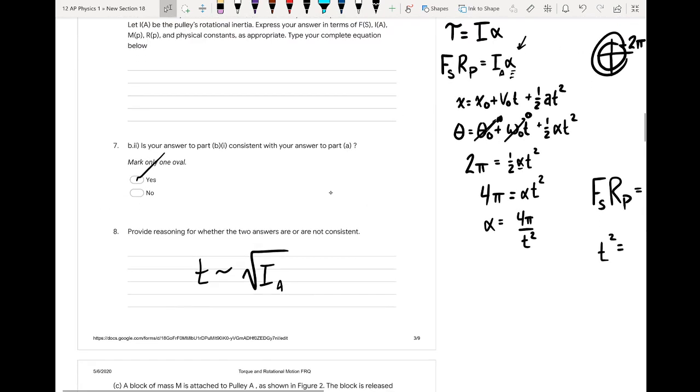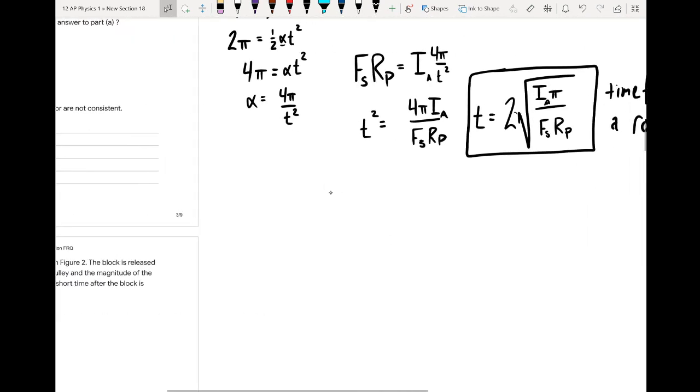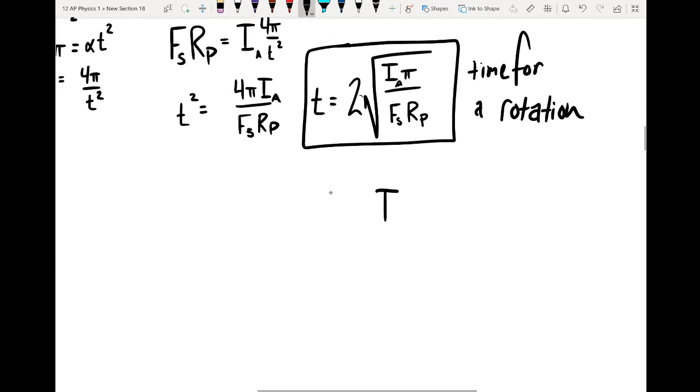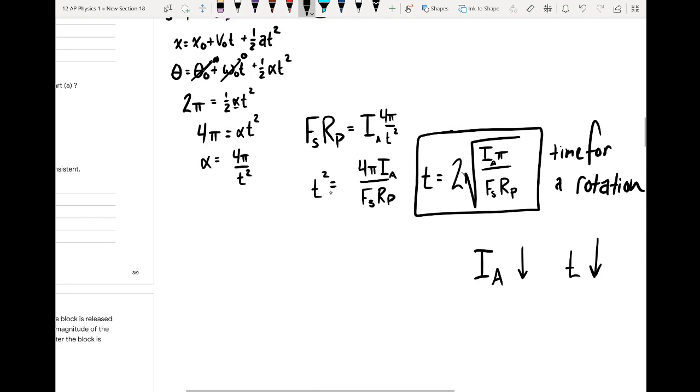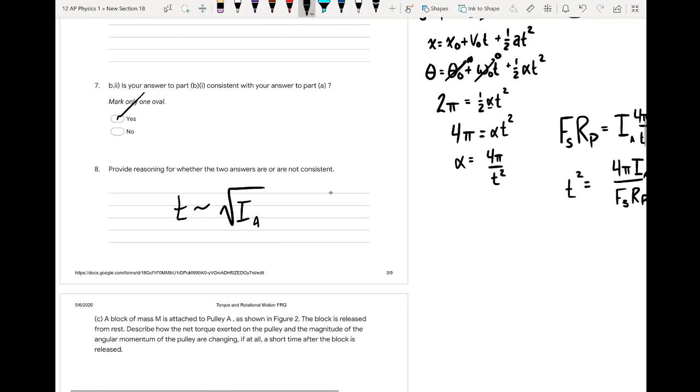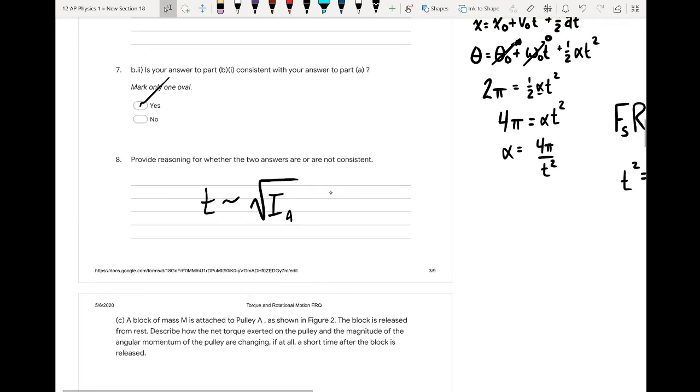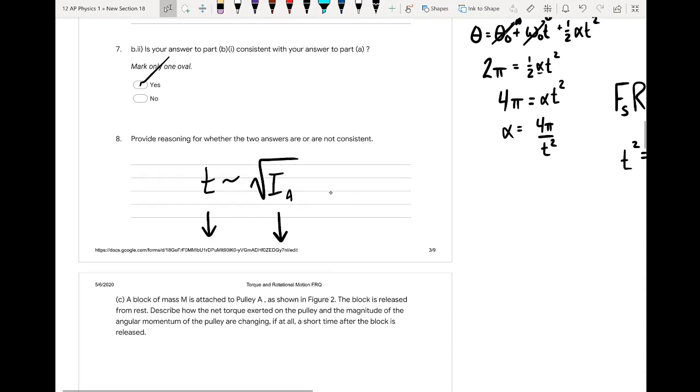And then we say, okay, is this consistent with my answer to A? So in A, I argued that if my rotational inertia is lower, it'll take me less time for one rotation. So if I have a lower rotational inertia, my time will be lower. And I see, yeah, this works out. In this case, my time is directly related to the square root of I_A, my rotational inertia. If this quantity went down, my time would also go down. So this is consistent because of that relationship that we found in the equation.